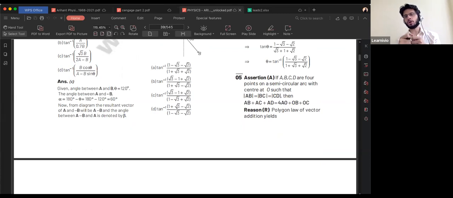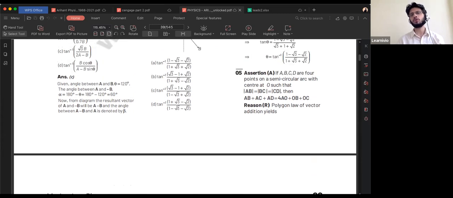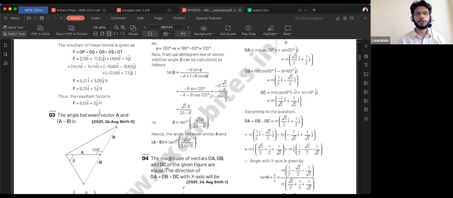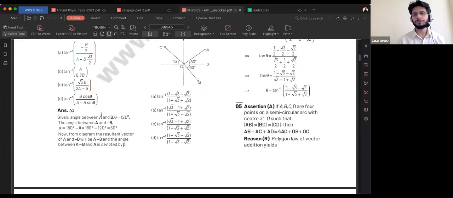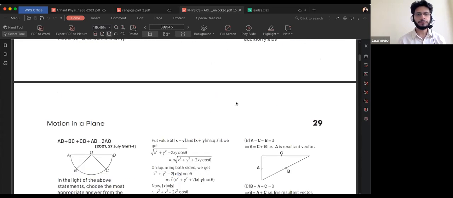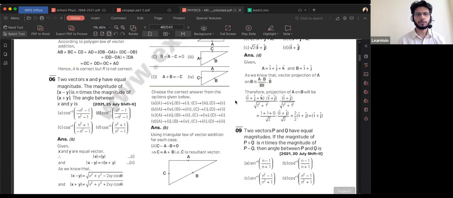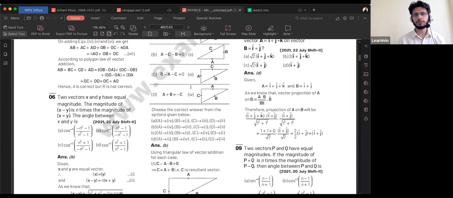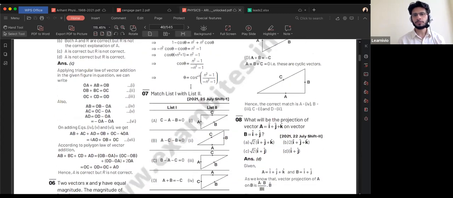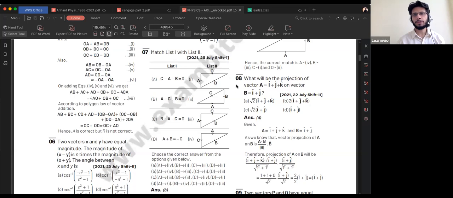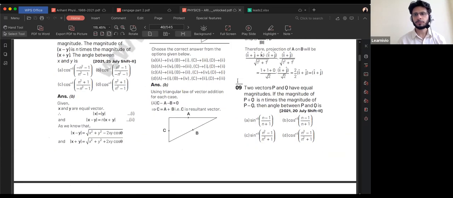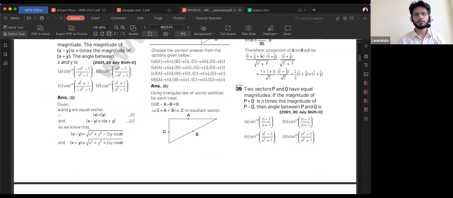See, try to solve each type of question. Instead of solving 3-4 questions of each type, just try to solve one question from each type. You have limited time, and in that limited time you have to cover all scenarios from which they can ask numericals. So your homework will be question 3, question number 5, then question number 6, question number 8, and question number 9.